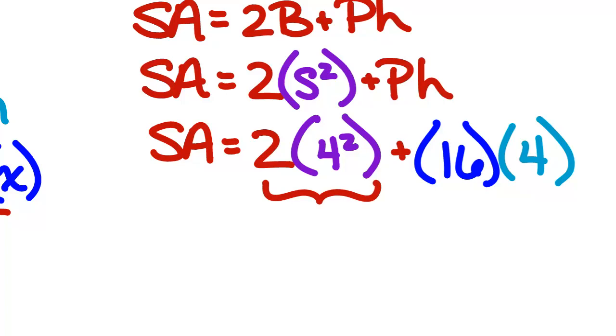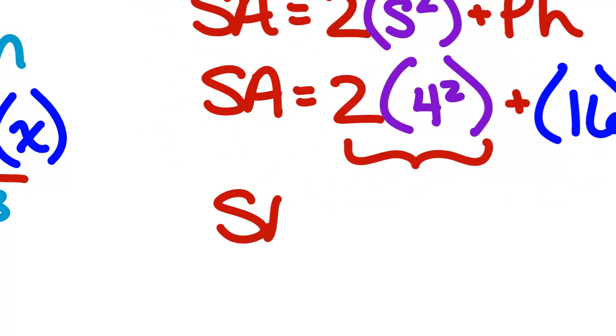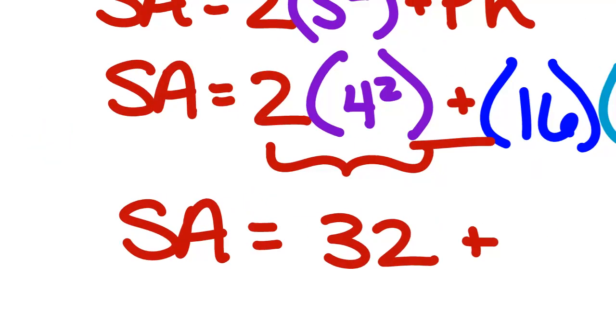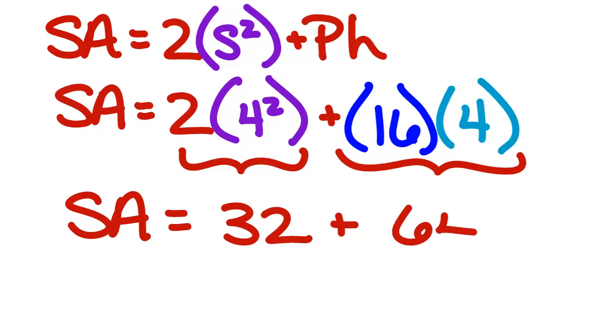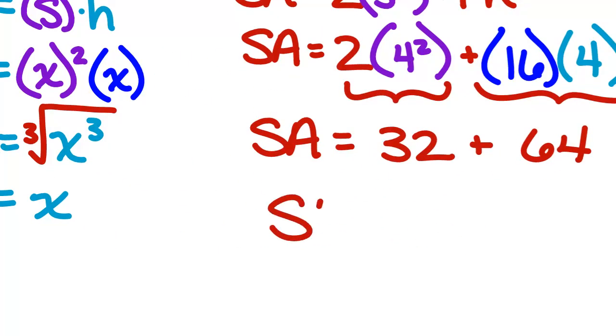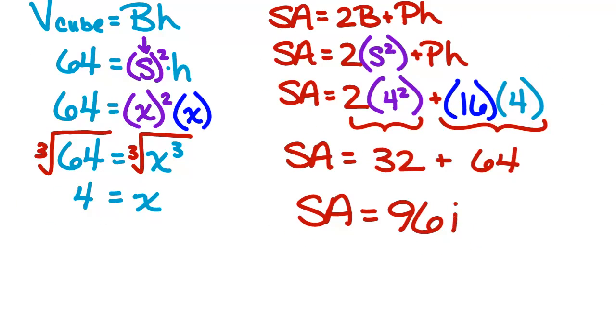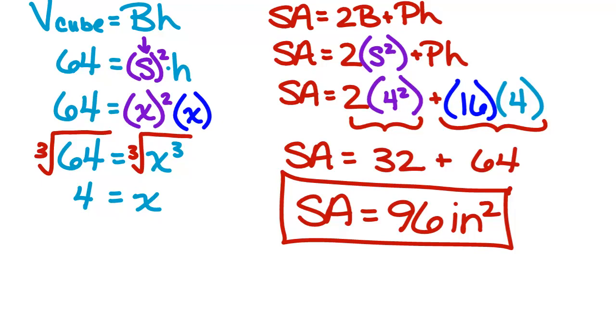So the area of my two bases, 2 times 4 squared, would be what? 32. Plus the perimeter times the height, 16 times 4, 64. So altogether, we are going to need 96 square inches, yep, inches squared, of wrapping paper.